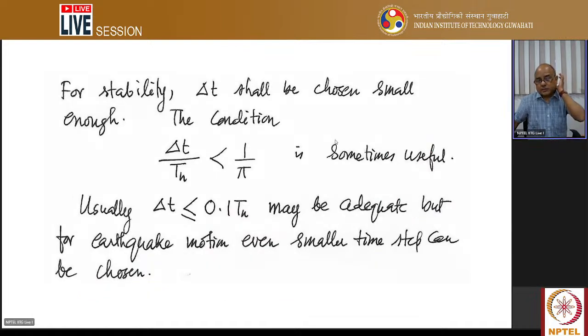But the finite difference method involves error because we are writing in a difference form, and when the derivative process is involved, the error becomes large. The condition for stability is given: delta t by Tn is less than 1 by pi. It's sometimes useful, but usually delta t should be less than 0.1 Tn. Sometimes you can even lower this delta t depending on the time period of the structure.